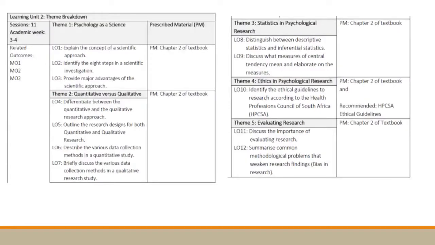We look at quantitative and qualitative methods of research, which is important to understand those differences between the two approaches to research. We'll look at statistics in research, just understanding why research is analyzed and the different types of statistics that can be used. We'll touch on ethics, which is a very important component of psychological research. And we'll also look at how research is evaluated, because the evaluation of the finished product is also an important component of research. So those are the different themes that we have when we speak about research in psychology.